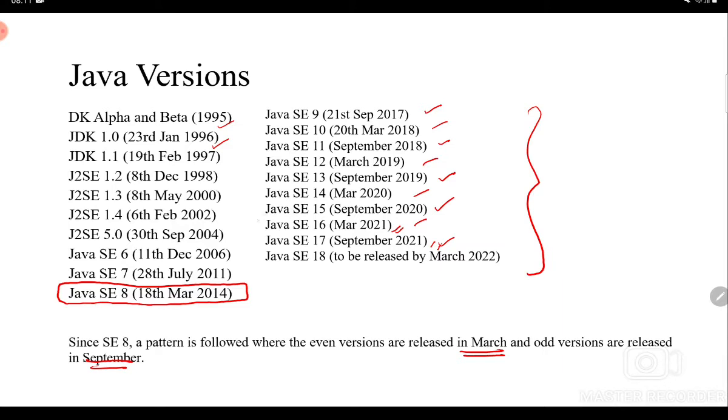Currently, if we go to the Oracle website, we will find SE16. Now this is September, so we will soon be witnessing SE17 being launched. I think very, very soon SE17 would be launched, so we just have to go and check the Oracle website.